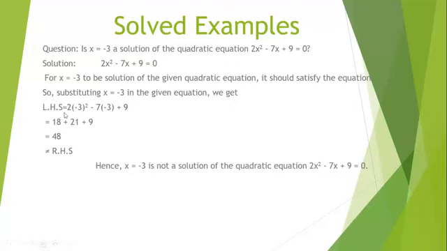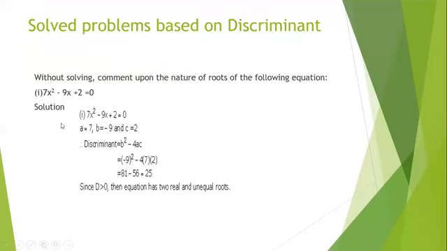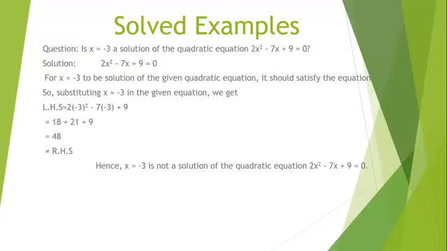As you can see here, we have substituted the value of x as minus 3. How to substitute the values? You have learned in class 8 also. So 2x square. X square means minus 3 whole square, minus 7 into minus 3 plus 9 equal to 0. On solving further, this comes out 18 plus 21 plus 9 equal to 0, which is giving us 48.